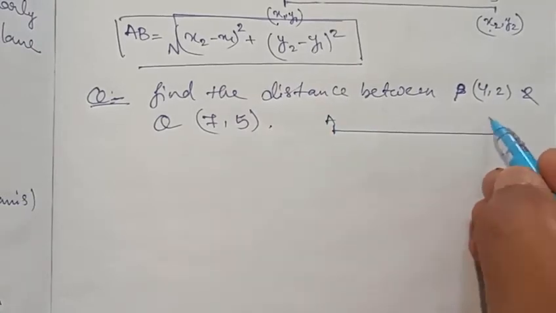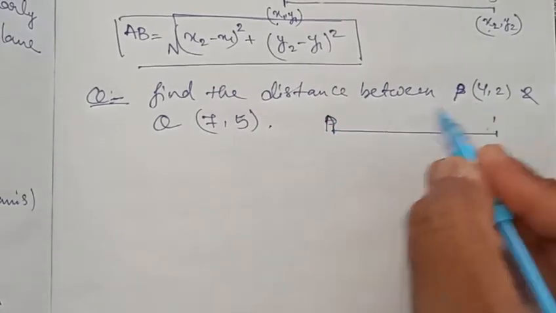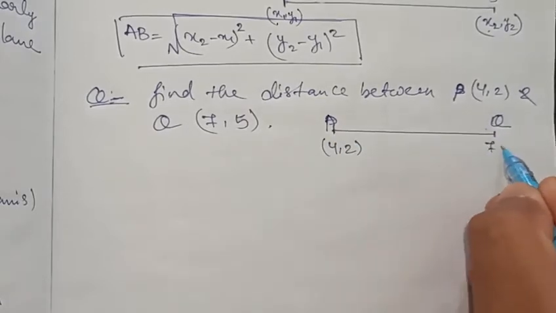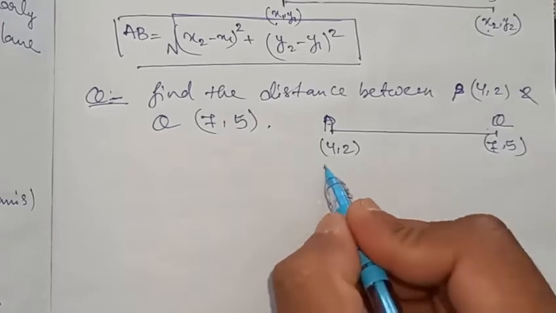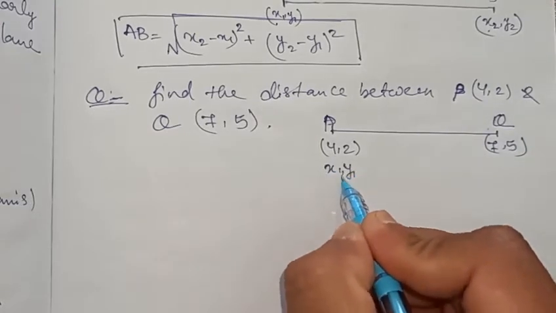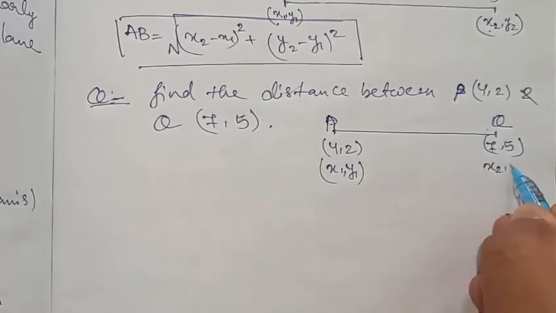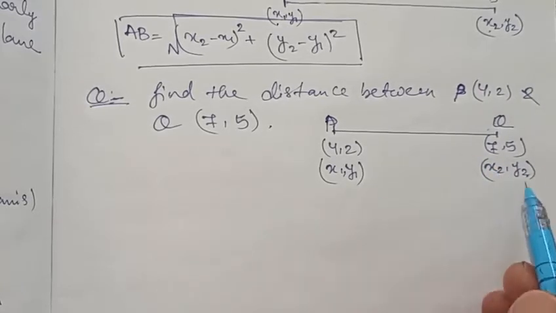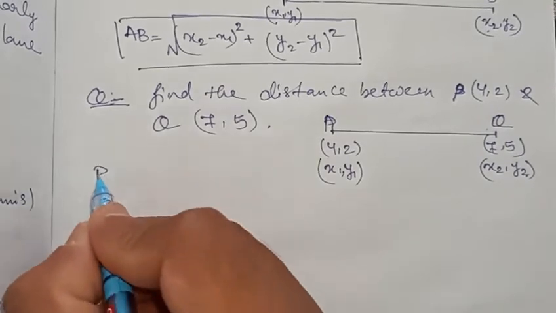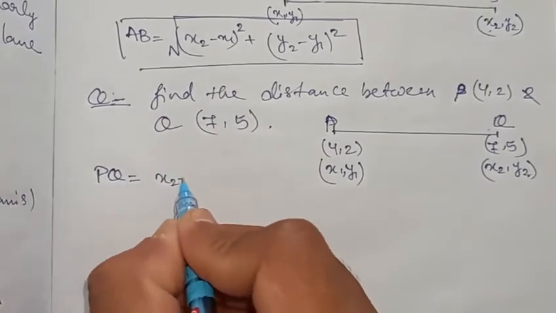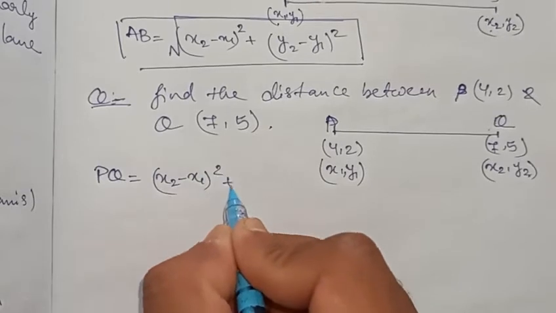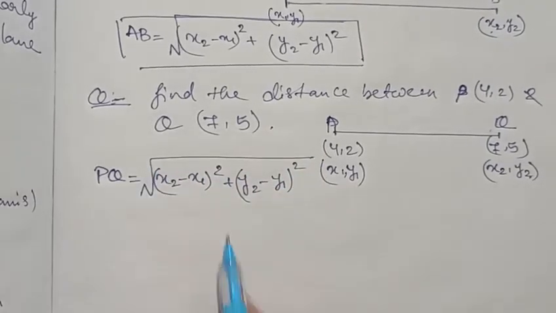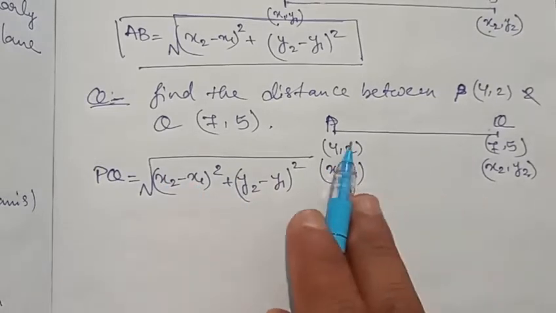We will draw a line PQ. P is (4, 2), Q is (7, 5). Always the first point will be x1, y1 and the second point will be x2, y2. Name the coordinates accordingly. Now the distance between PQ, the formula is the square root of (x2 minus x1) whole square plus (y2 minus y1) whole square. This is the formula to find the distance between any 2 points.